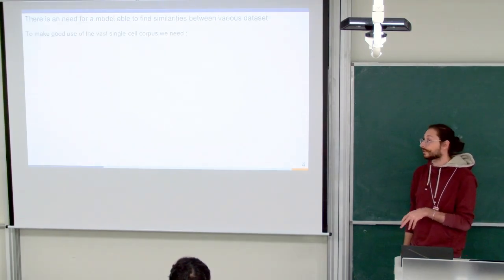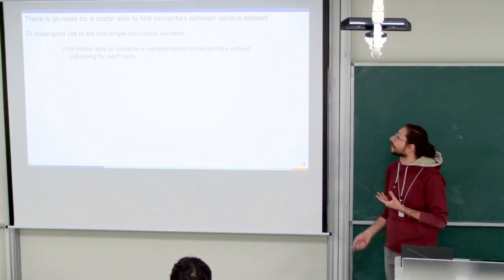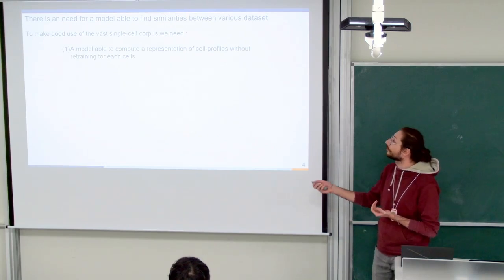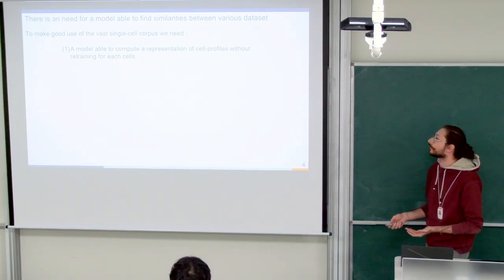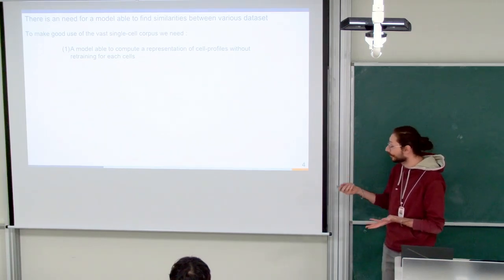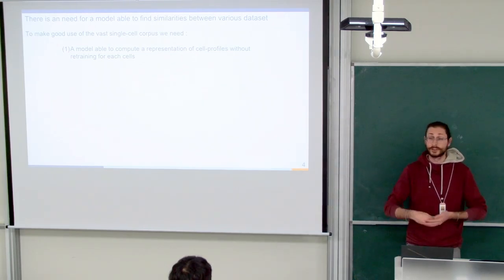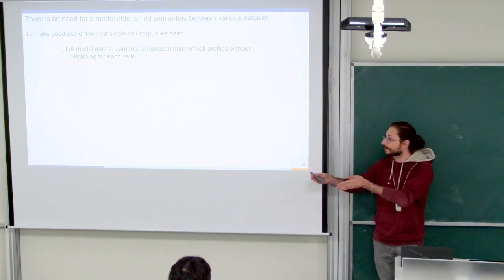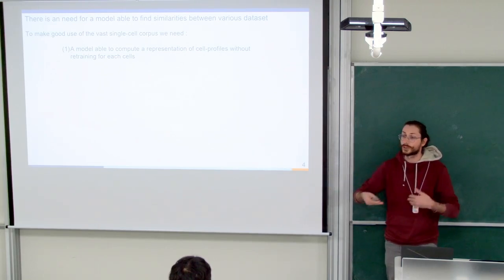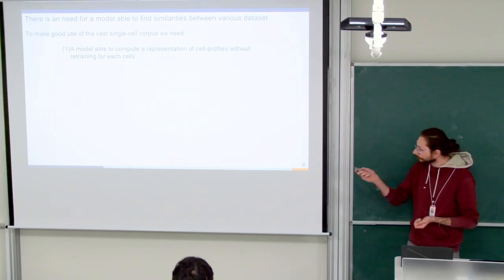Here the authors state two requirements for a good model. To make good use of our data, first we need a model that is able to compute a representation of cell profiles without retraining the model for each cell. So what we want is a model that we learn once, and we can use it afterward for different cells. We don't have to retrain it every time we need to submit new data.